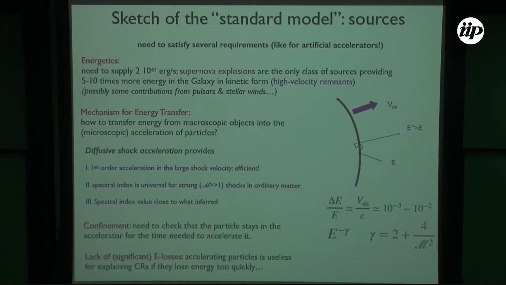And there are other arguments, the confinement or the lack of significant energy losses. For those of you who are used to accelerator physics, these are the same requirements that you must have in an accelerator if you don't want to lose your beam, right? So we have to apply the same to any astrophysical object.